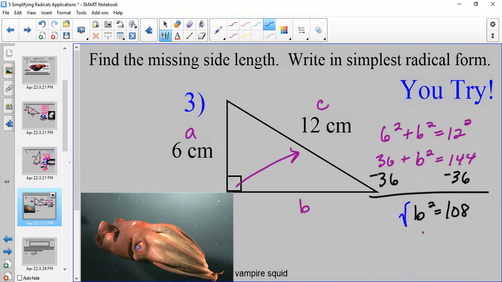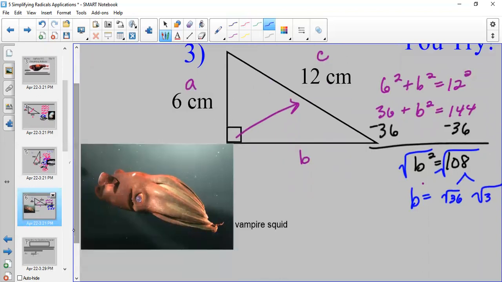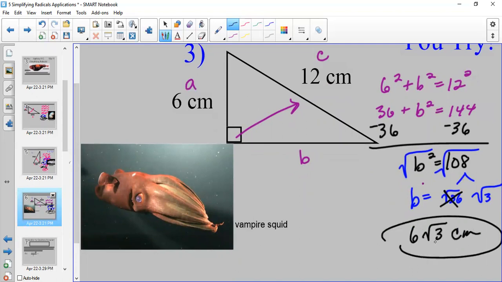And then we need to get the square root of that. So I am going to break up 108 into 2 square roots. I can divide 108 by 36, I think is the biggest one. So 36 times 3 gives us 108. And the square root of 36 is 6, and I still have a square root of 3 left over. Put my label of centimeters. That is how you answer these types of questions in simplest radical form.